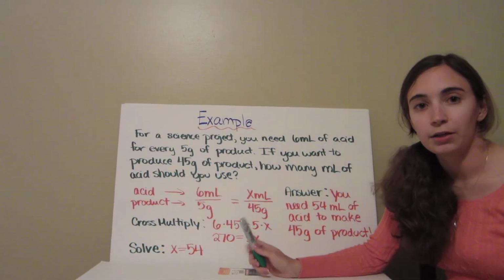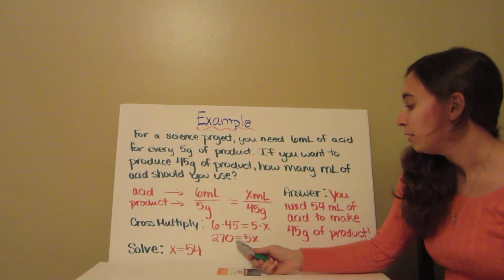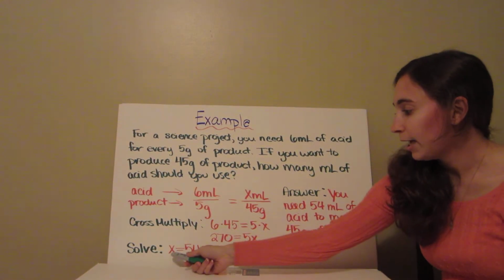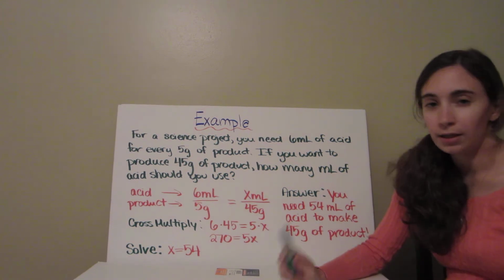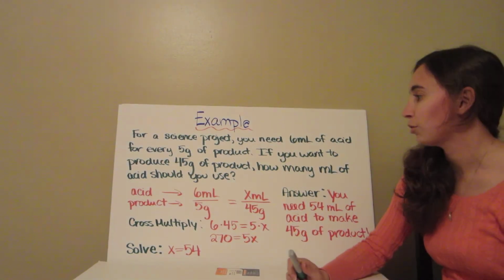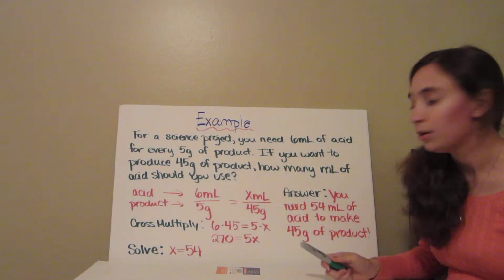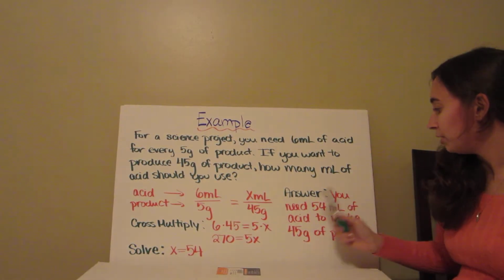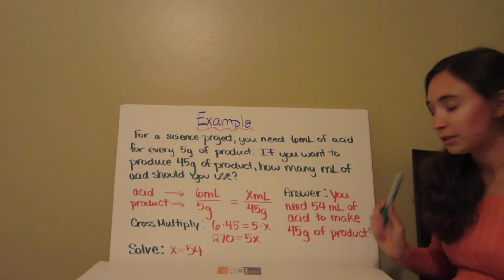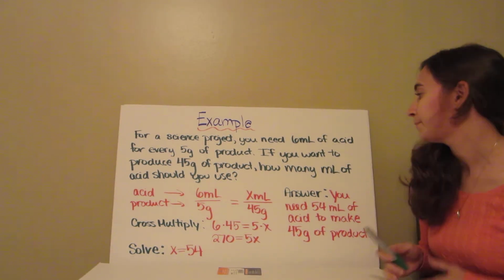To finish solving, we divide both sides by 5. Dividing by 5 gives us x equal to 54. And again, make sure that we go back and answer the question. Our question was, how many milliliters of acid should you use? So our answer to the question is, you need 54 milliliters of acid to make 45 grams of product.